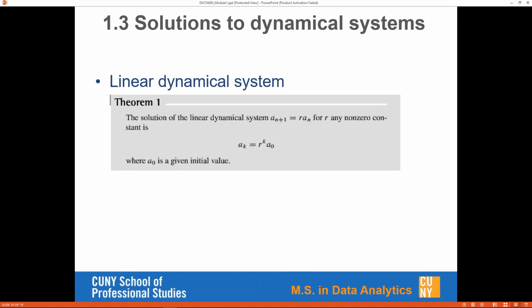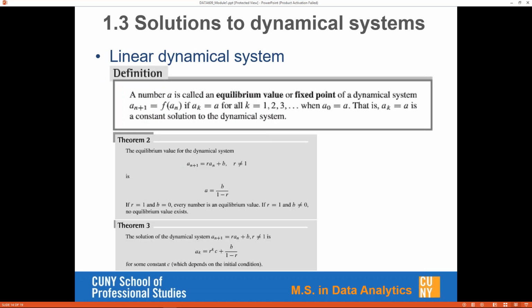For a linear dynamical system, the change is no longer a constant difference. We're saying that the next number is r times the previous number, or let's think of it as the current number is r times the previous number, where r is a non-zero constant, and a0 itself is a given initial value.